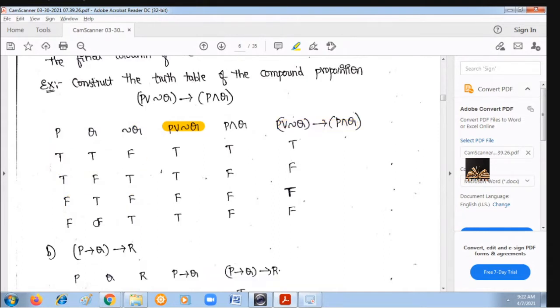Next, what do you have to construct? You need to design P or negation Q implies P and Q. So this is something like your P and this is your Q. P implies Q. That is a conditional statement. So this is your hypothesis and this is your conclusion. Only when the conclusion is false, in that case the result is false. Here both are false, so the result is true, not false. Here only the conclusion is false, so the result is false. So this is the way we can construct a truth table for any given compound proposition.